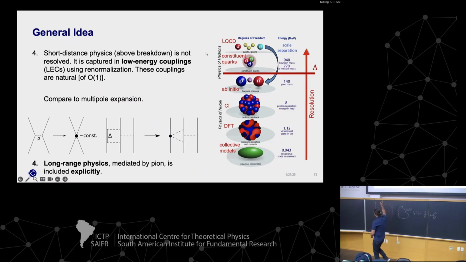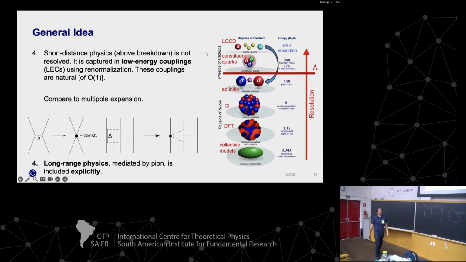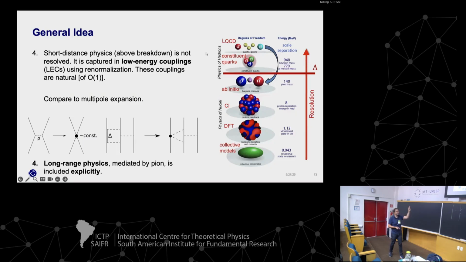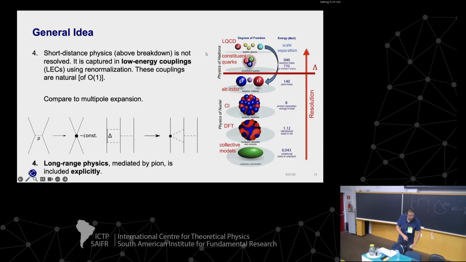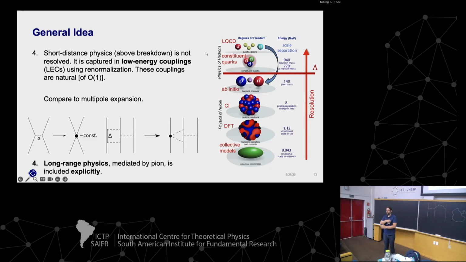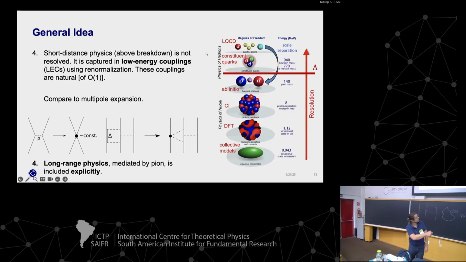And that's the same idea here. You absorb the complicated physics into 2 numbers. Sorry, more numbers. Here 2, there many, many more. But that's the idea. And the long-range physics, so this pion exchange physics, which is extremely important, you include explicitly, because we resolve it.